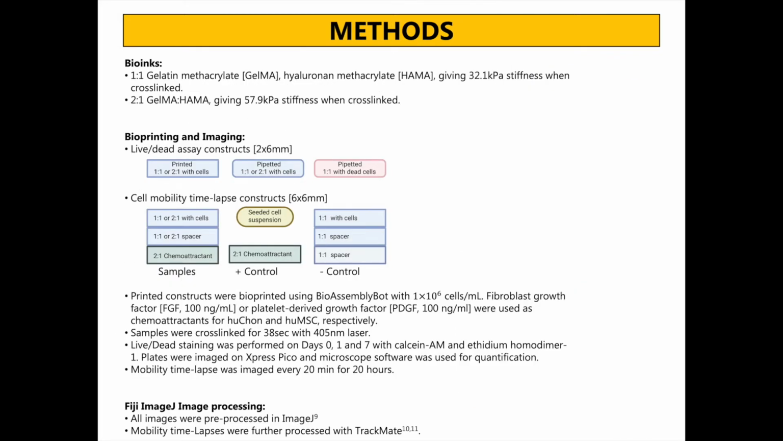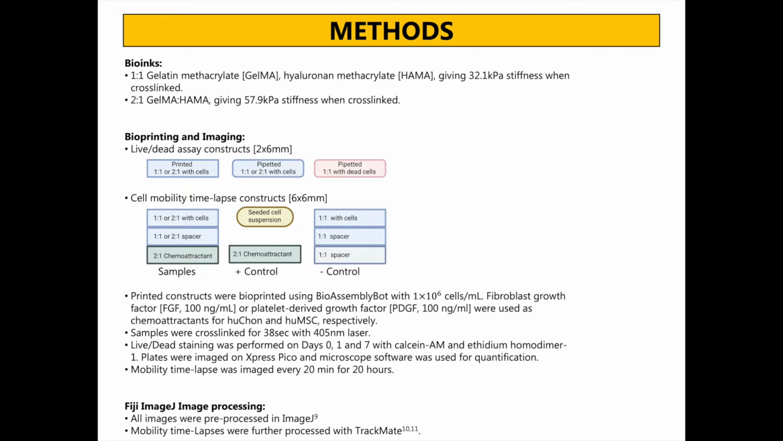Now moving to the methods. The bioinks that we used are 1:1 and 2:1 ratios of GelMA-HAMA. We picked those bioinks because they differ in stiffness. However, in previous experiments, we've seen similar amounts of collagen type 2 production. So we wanted to see if cellular mobility will be the underlying cause for this. For this project, we have performed 2 experiments.